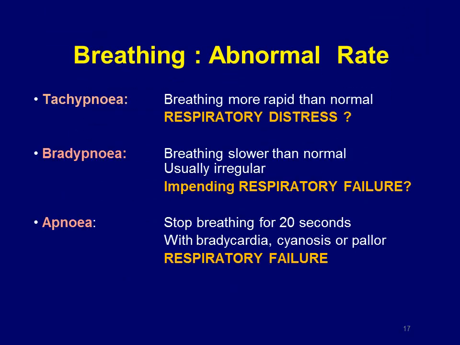Fast respiratory rate is tachypnea. This may indicate the child is in respiratory distress. Slow respiratory rate is bradypnea, and this may indicate that the child is tiring out with impending respiratory failure. If the child doesn't breathe at all for more than 20 seconds, associated with bradycardia, cyanosis or pallor, then it is called apnea. This is a sign of respiratory failure.